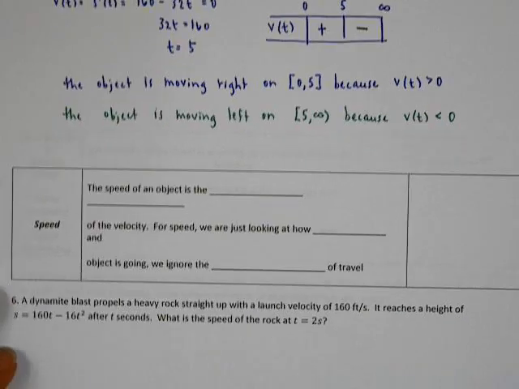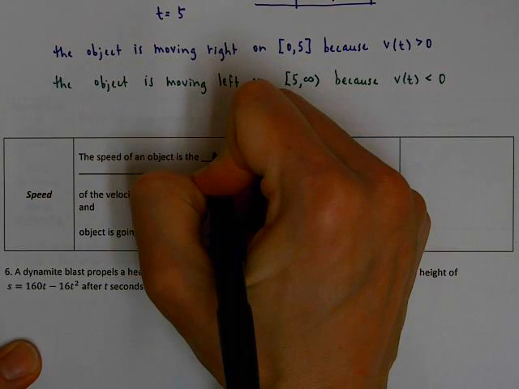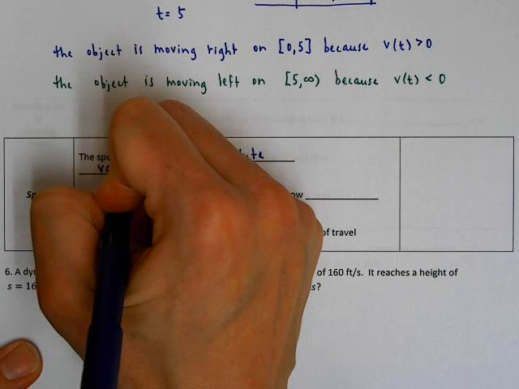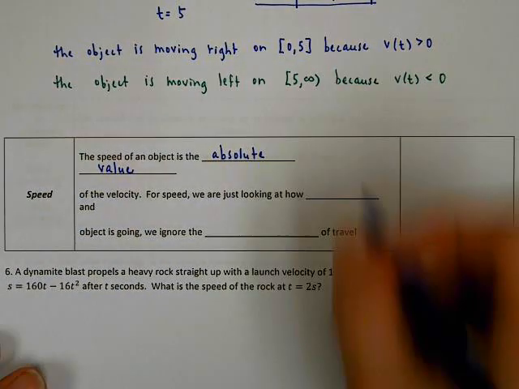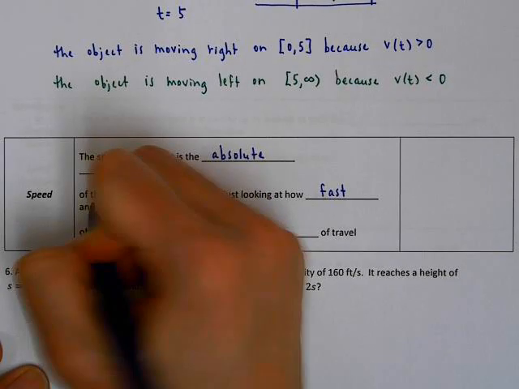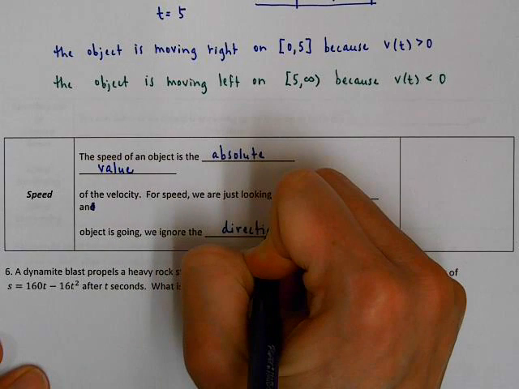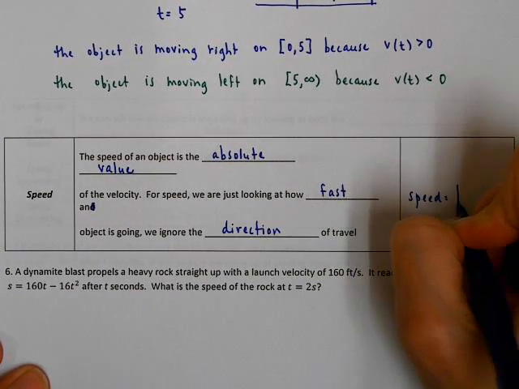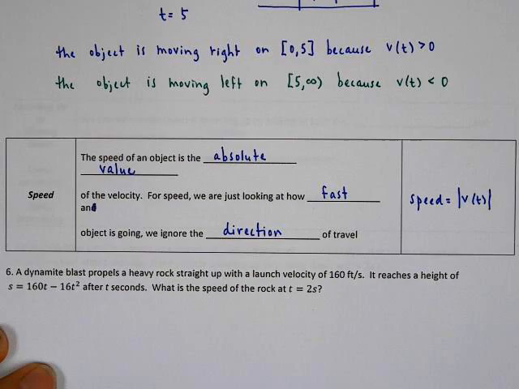All right, now speed. The speed of an object is the absolute value of the velocity. So for speed, we're just looking at how fast an object is going, and we ignore the direction of travel. So we only care about how fast. So speed, notation-wise, a lot of times you'll see the absolute value of velocity.